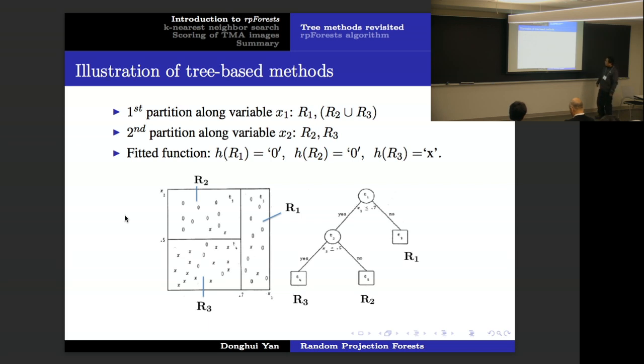After this, we get this partition of the space, and you can also view this partition of the space as a function. In what sense? For each data point in the same leaf node, we assign the same value. So you can think of this as a piecewise function.